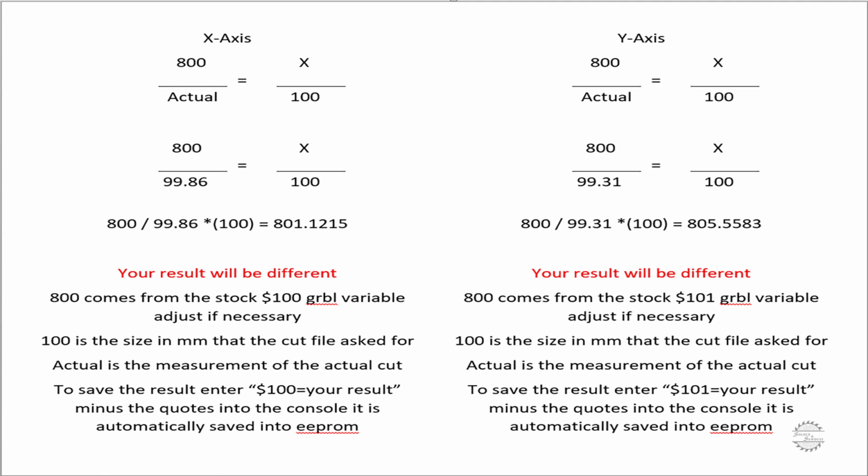All we're going to do is solve for the correct ratio for the current settings versus the expected result. In this slide, the 800 is the current variable setting, the 100 is the expected result from our G-code file. Replace the actual with your measurement and then solve for X. This should get you close to the right setting.